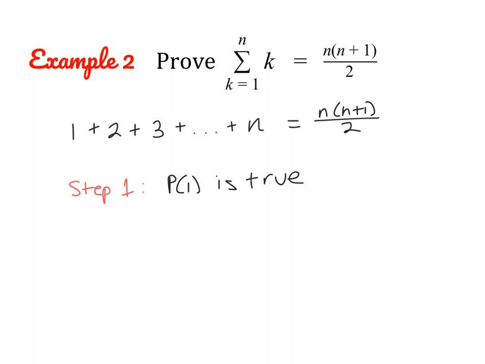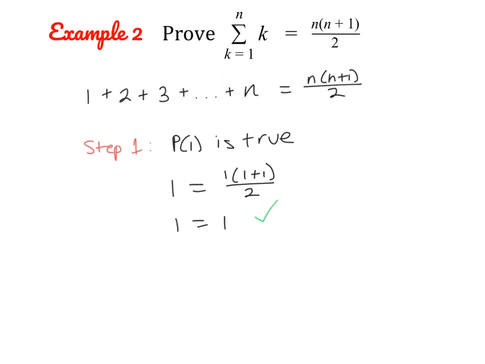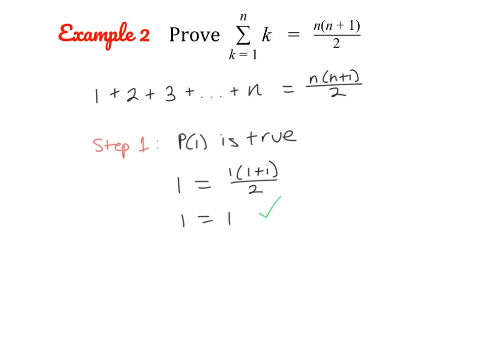So we see that when n equals 1, our first term is 1. And let's substitute n equals 1 here. So we have 1 times (1 plus 1) over 2. And we get 1 equals 1. So this formula works for P(1). So now we need to make our induction hypothesis. So we need to make our assumption statement.